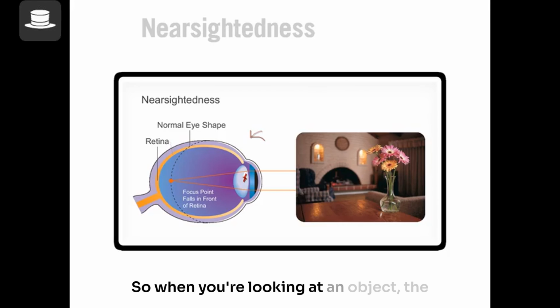So when you're looking at an object, the light reflected from that object goes through the cornea and the pupil, and it goes through the lens. Now here's the thing, the lens can adjust itself so that the light reflected from the object that you're looking at falls on the retina. And this process is called accommodation. You can see the object clearly only if the light reflected from it falls on the retina.